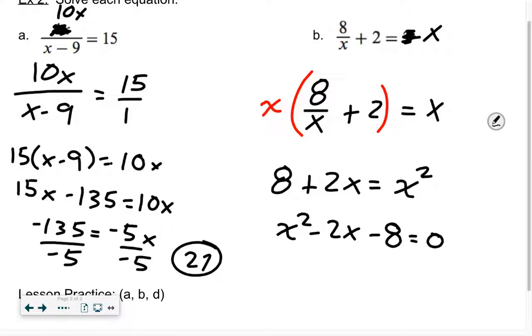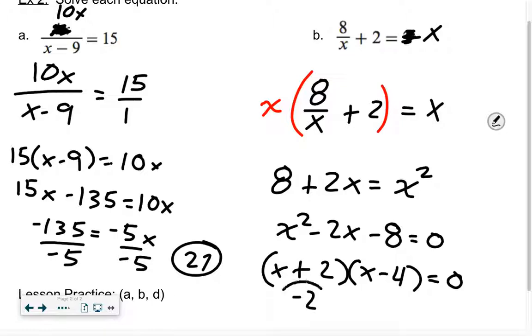I'm going to subtract 2x and subtract 8 from both sides. Are we okay with this? And it works out that yes, we're fine. The only denominator was x itself, so it could be -2, and it could also be 4.